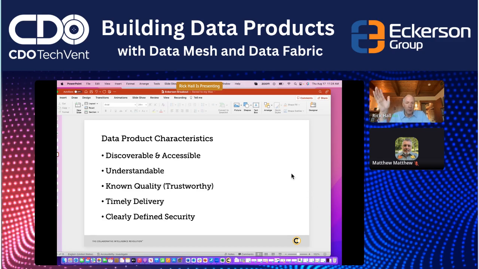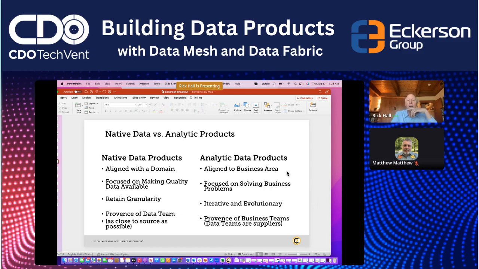But the characteristics that are going to be important, and this is really critical if we're going to make generative AI work, and it can work, is that they're discoverable and accessible, they're understandable. So the AI engine is going to have to be able to read the data in a natural language manner, either the data or its metadata. It's got known quality, so we know that it's going to meet certain standards. It has timely delivery, and clearly defined security. And these are the things that we think about and we see our customers wrestling with, in addition to that larger discussion we've had.